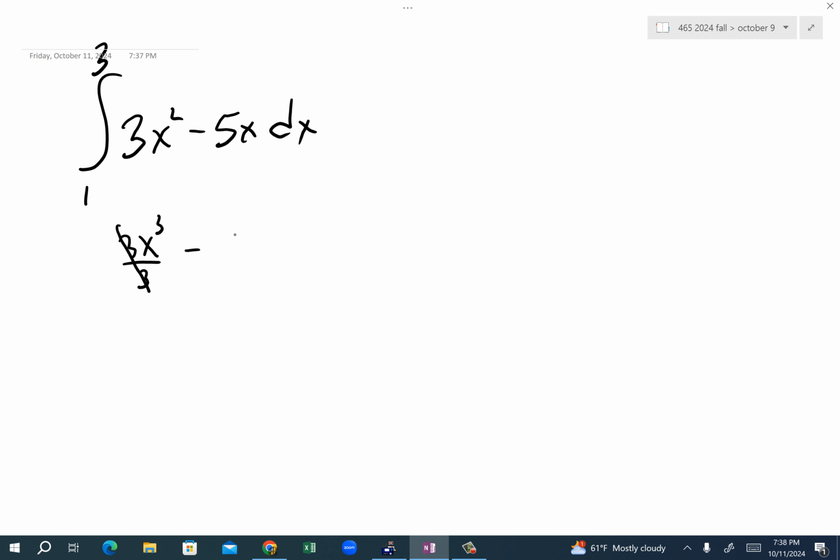And if you had something like this, going from 1 to 3, it's going to be x cubed, or if you prefer, 3x cubed over 3, minus 5x squared over 2 from 1 to 3. That's going to be 27 minus 75 over 2, minus, parentheses, 1 minus 5 over 2.